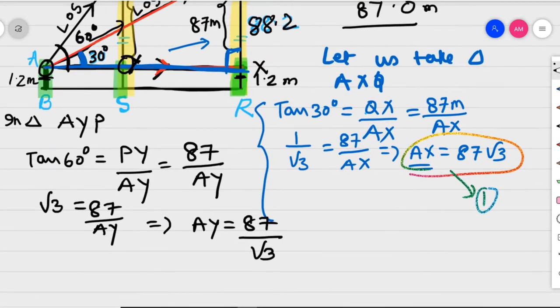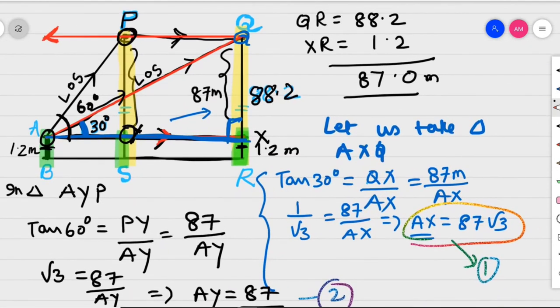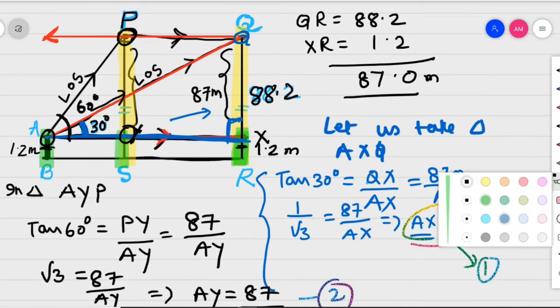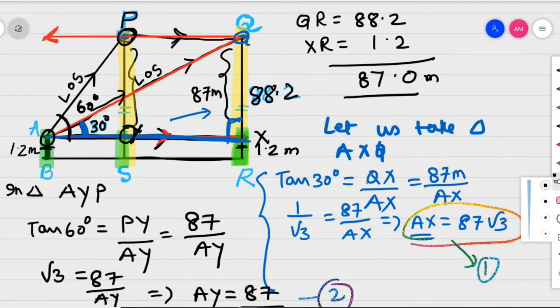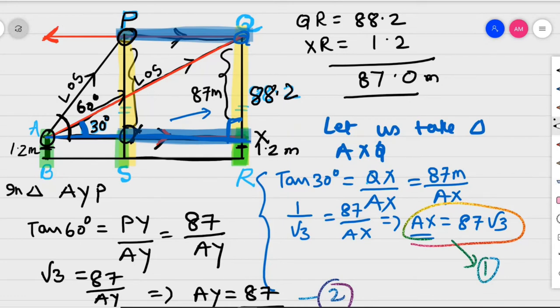Now AX is equal to 87 root 3. Isn't it? Here we have got this is 2 and this is 1. Now what do you want? You want XY because XY and PQ are equal. Do you remember what we have said earlier? The distance between PQ is the same as the distance between XY. Now from here you can calculate XY because you know AX, you know AY. So AX minus AY will give you XY.